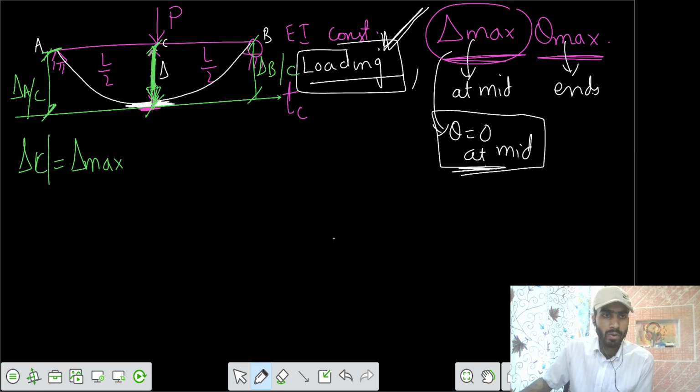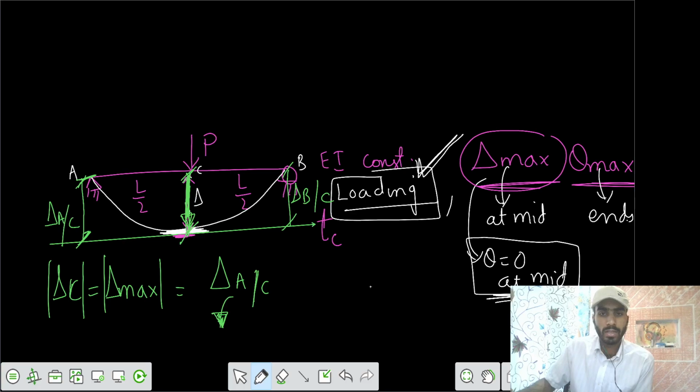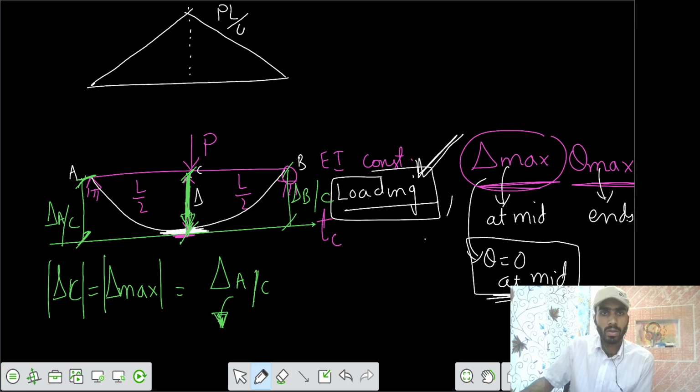So we can write the magnitude of delta C is also delta max, but it's downwards, and it's also equal to delta at A with respect to tangent at C. If you want to find delta at C, we can say get the M by EI diagram and check the centroid. So we can make the BMD now. The BMD would look like, at the midspan, with a point load, PL by 4, and you divide by EI, so that is your M by EI diagram.